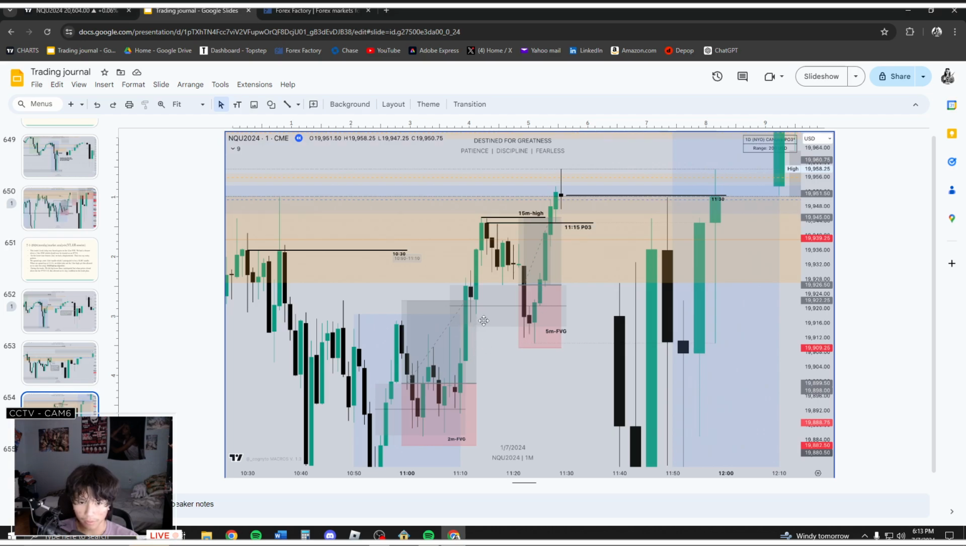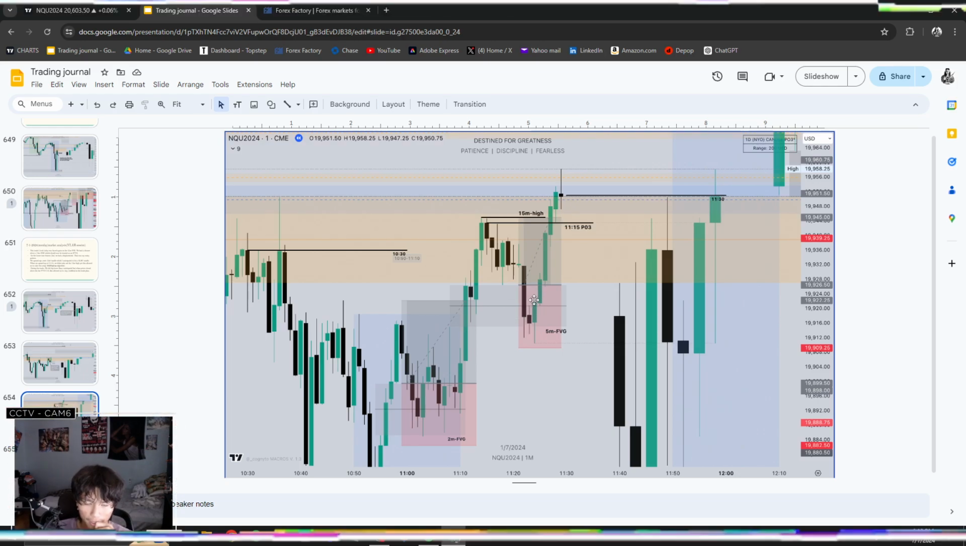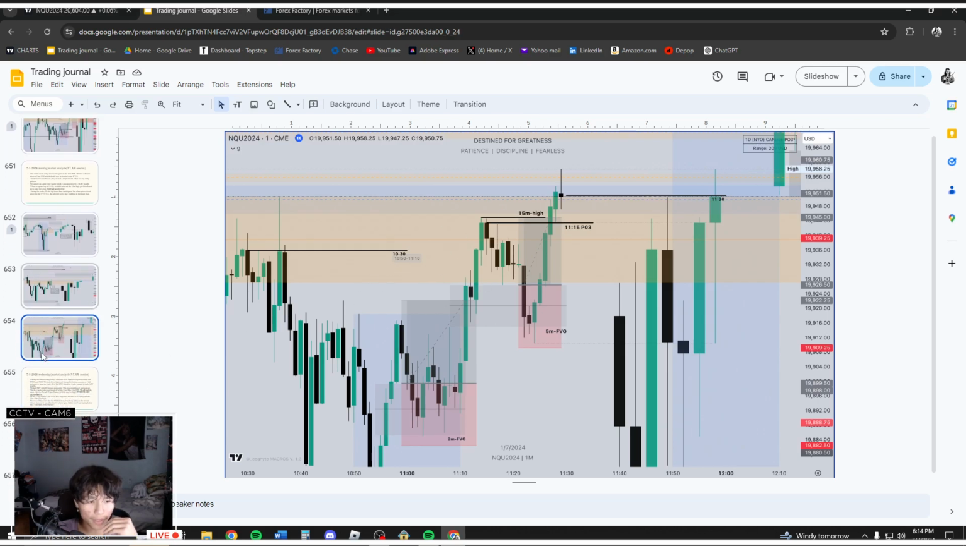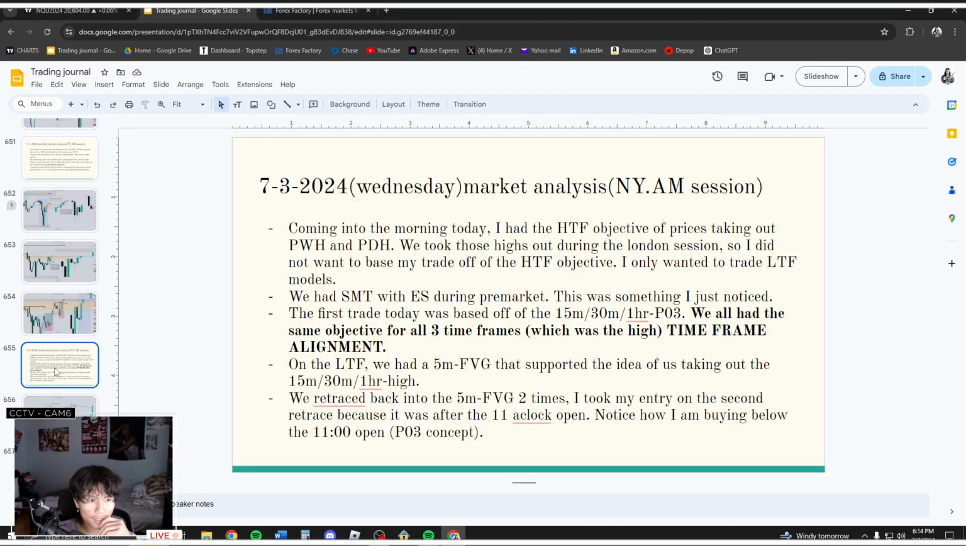I nearly get wicked out here, but the thing I could have done better was to have my stop loss at this 1-minute FEG's low, and not this low right here, and not at this candle's high. This stop loss should have been placed under here, which now, looking at it, is something I could have done better. I could improve on that. But yeah, that was the second trade of Monday.